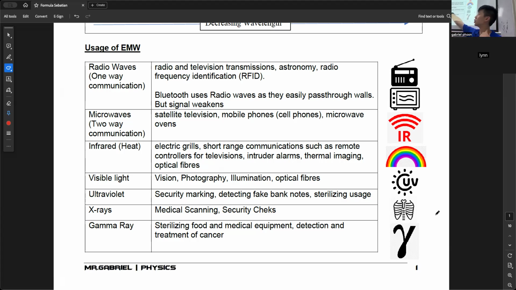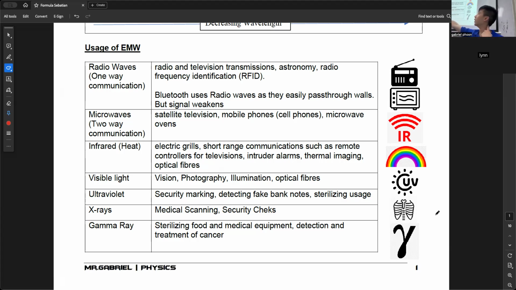For infrared, it's usually anything related to heat, guys. In fact, infrared, visible light, and ultraviolet can all come from the sun, which I've mentioned before. Infrared is the reason why sunlight is hot. Visible light is the reason why you can see the bright light, and ultraviolet is the reason why you'll get skin cancer if you expose yourself to the sun too long.